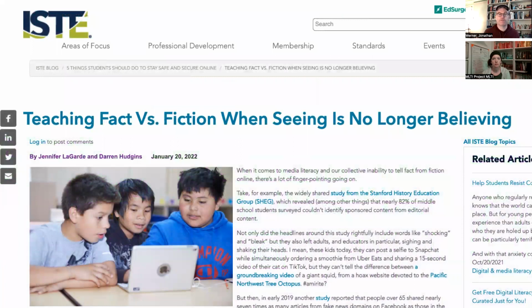Circling back around to Jennifer Lagarde and Darren Hudgens again, they also write, as do many others, for ISTE. And under the heading of teaching fact versus fiction when seeing is no longer believing, the article provides a bunch of deceptive visuals, as well as links to places where you can either make those or connect with them. The sensibility that they have used is that this very much belongs in the digital citizenship context, but also in the responsibilities of someone teaching with technology.